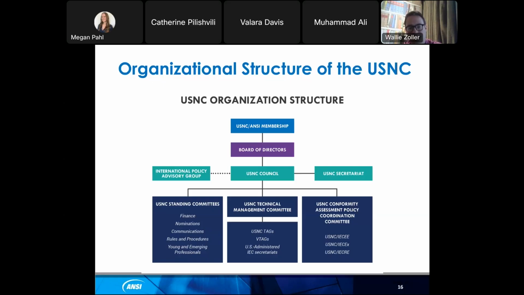And then, of course, the conformity assessment areas, which again we will visit again, but the Conformity Assessment Policy Coordination Committee helps us to leverage those standards to make sure that we have the ability to get into these markets and to represent that we're meeting the standards that we're taking part in developing.